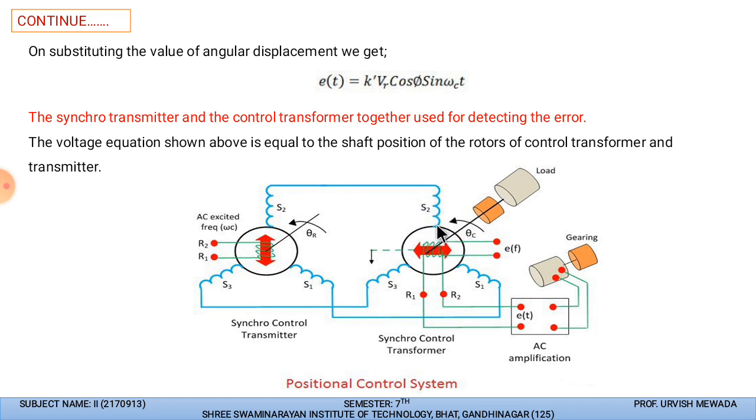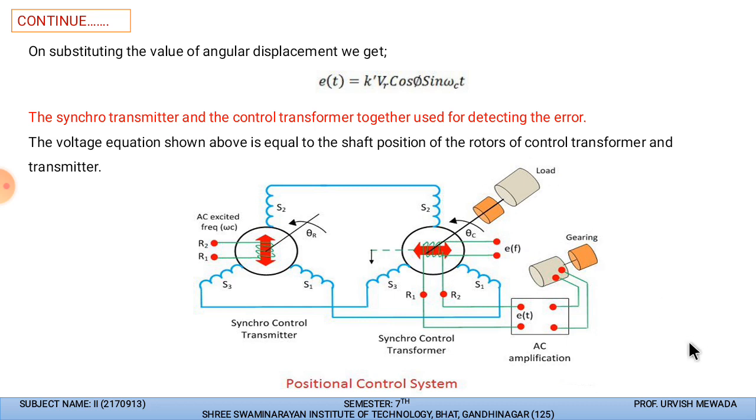flux. Because it is wound on the stator core, the stator core will produce the flux, and that flux will interact with the synchro control transformer rotor, so that in this rotor the EMF will be produced due to the cutting action of magnetic lines of force. Whatever EMF is produced over here is not capable of driving the load, so AC amplification is required. With the help of the exciter or gearing mechanism, we provide the AC amplification, and according to that amplified voltage the load will be driven over here.